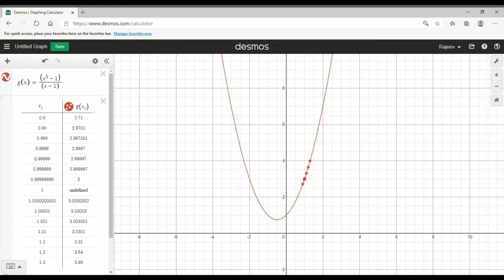Let us see one more example. Here also, the value of the function at x equal to 1 is 0 by 0, which is meaningless. But when we approach x equal to 1 from the left, starting from x equal to 0.9, 0.99 and so on, the value of the function is approaching 3. Similarly, from the right side also, when we approach starting with x equal to 1.3, 1.2, 1.1 and so on, and x is approaching 1, the value of the function approaches 3.